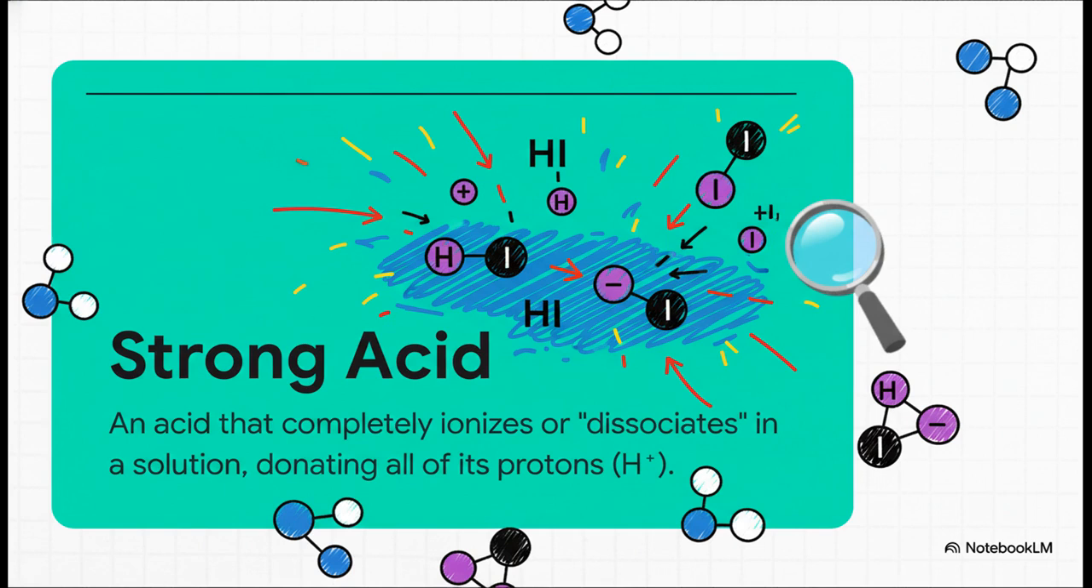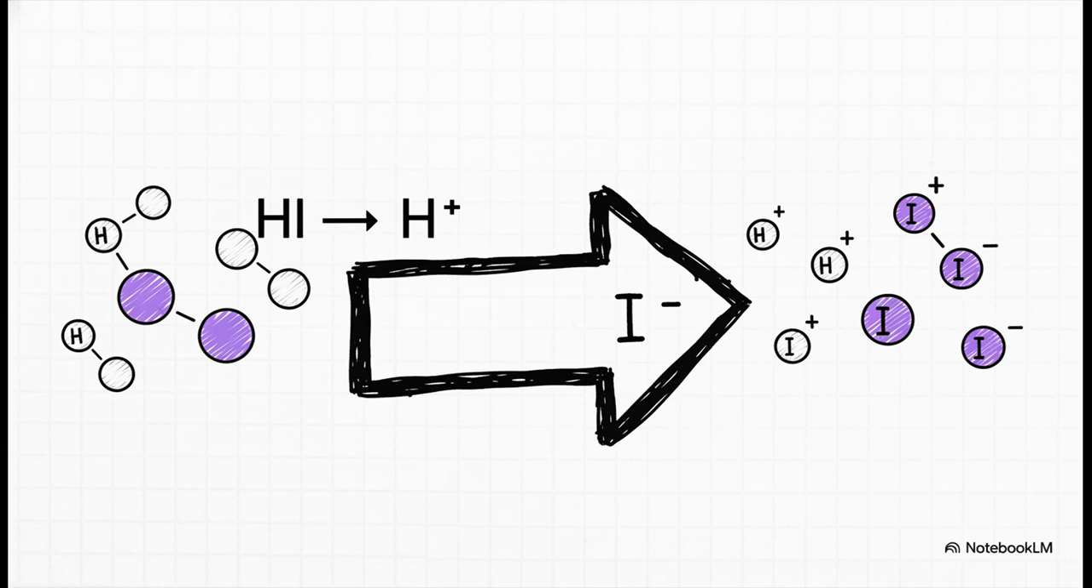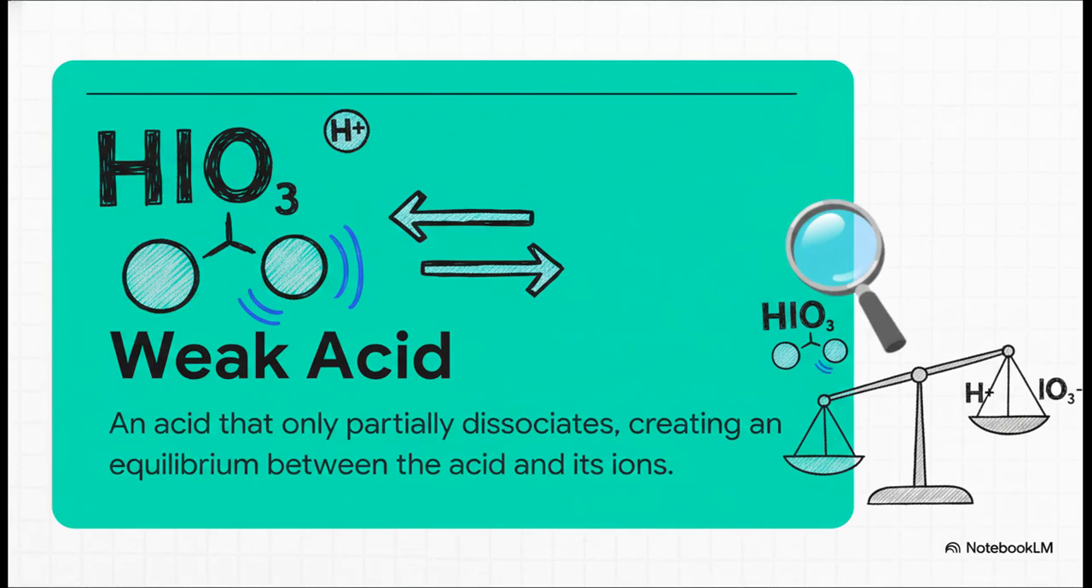It's a one-and-done deal. And you'll notice that arrow there is pointing just one way, to the right. And that's super important. It means this is a one-way trip. Once those HI molecules break apart, there's no going back. They don't just magically get back together. And you know what? This complete irreversible split is exactly why calculating the pH of a strong acid is usually so straightforward.